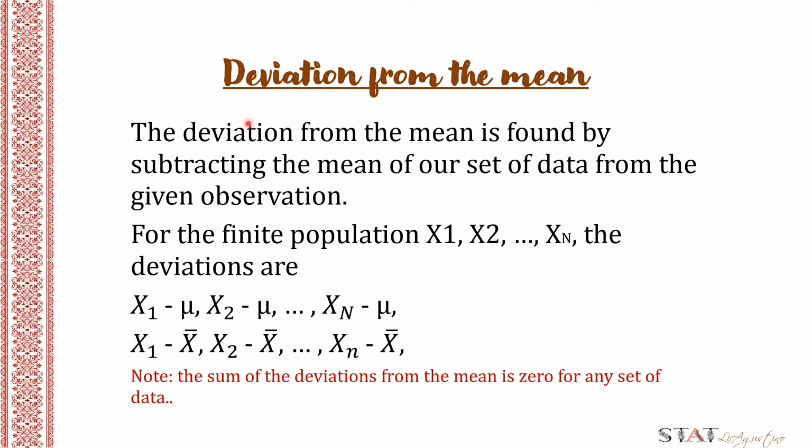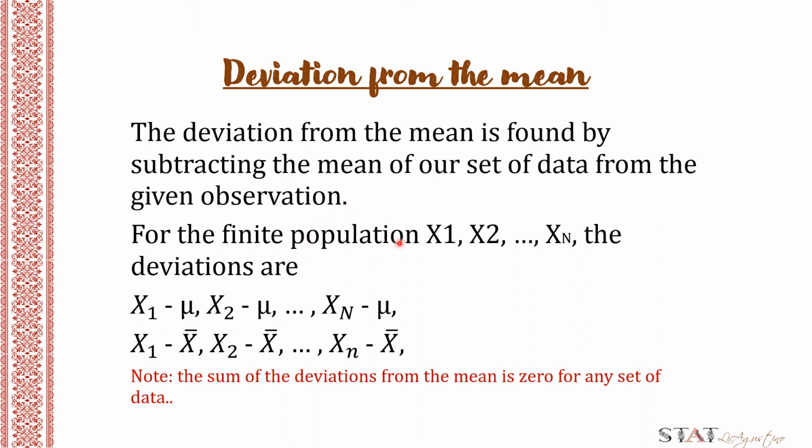So that is the deviation from the mean. Then it's just like the range. However, you are using the mean and the observed value. So let's define it. The deviation from the mean is found by subtracting the mean of a set of data from the given observation.